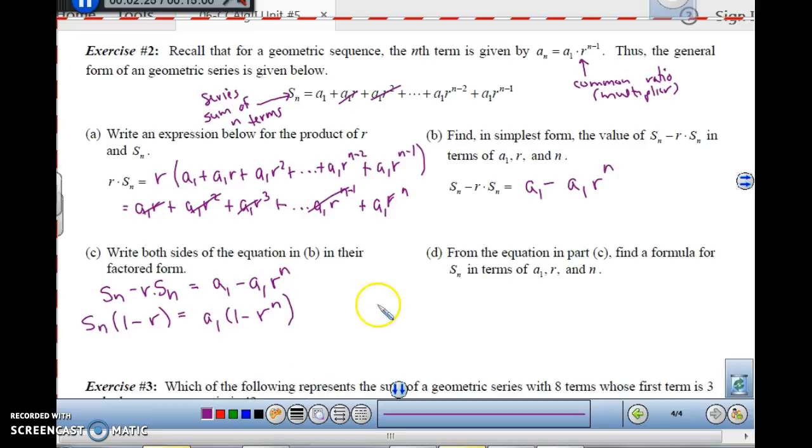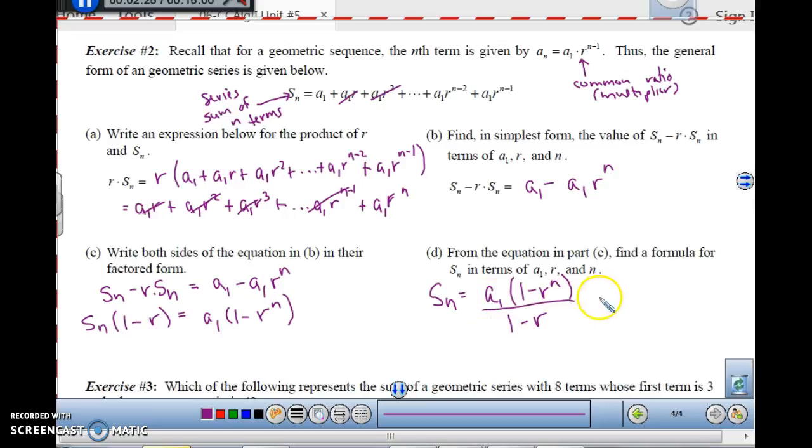And then I want to solve this equation for Sn. Okay, so if I solve this for Sn, I just have to divide by 1 minus r. So S of n is going to equal a1 times 1 minus r to the n over 1 minus r. So what we have just come up with is a formula for the sum of a geometric series.